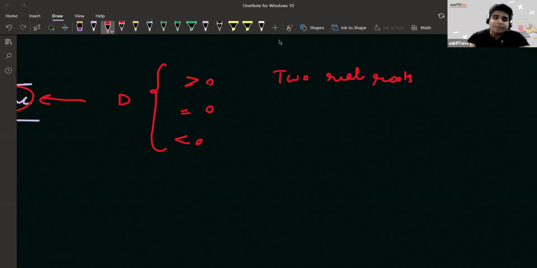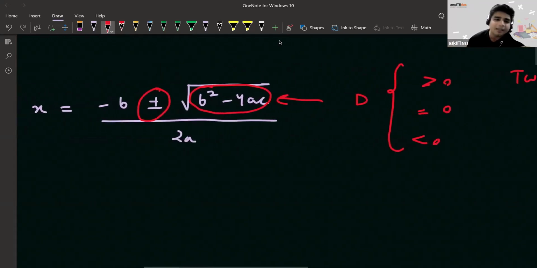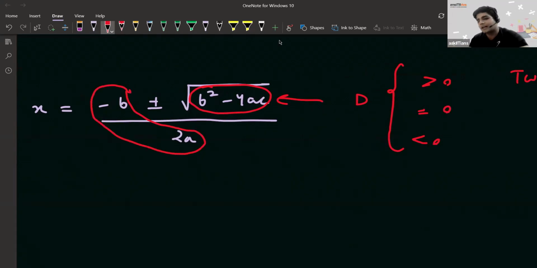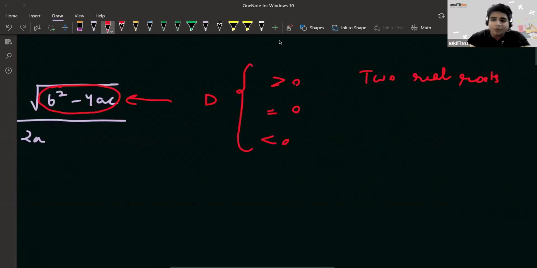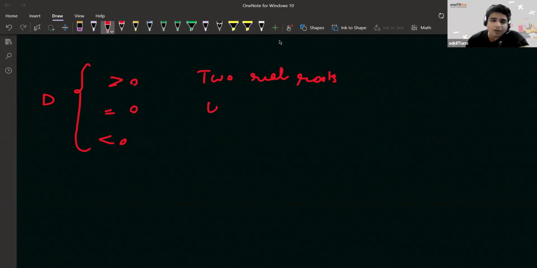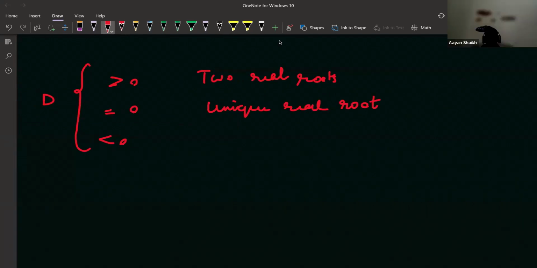And if discriminant becomes 0, everyone, then what will happen? Then this plus minus sign, does it really matter? We will have only one root, that is minus b by 2a. Are you getting my point, everyone? So you will have only one real root or a unique real root. Is this clear, everyone? Tell me yes or no.